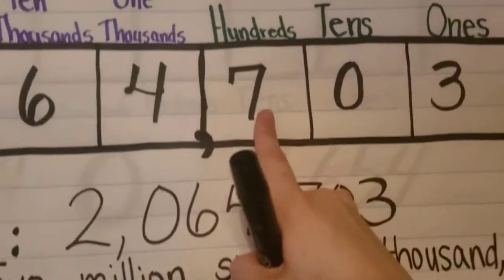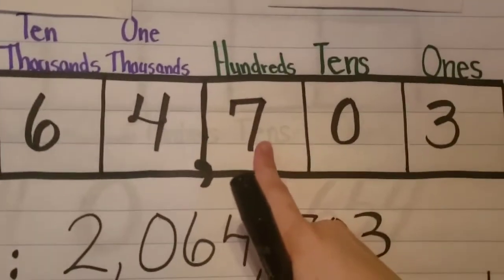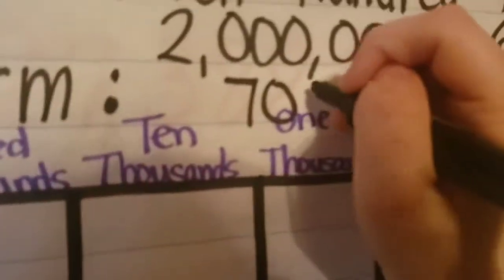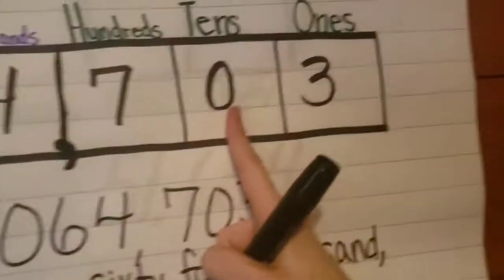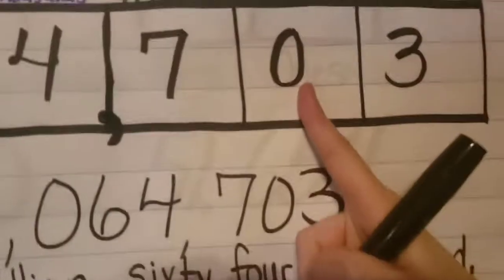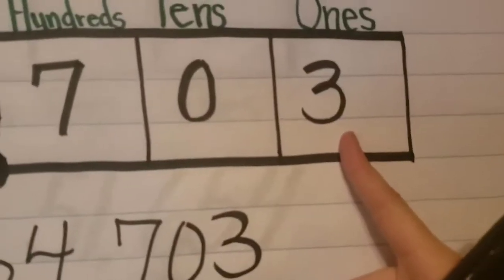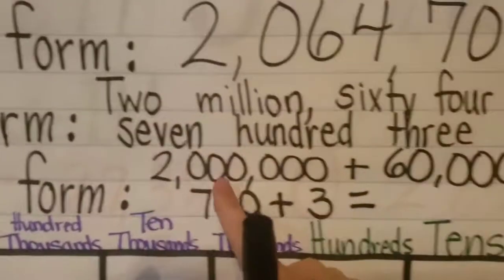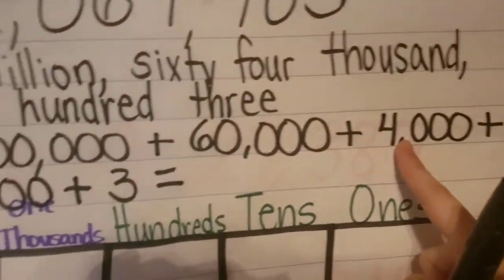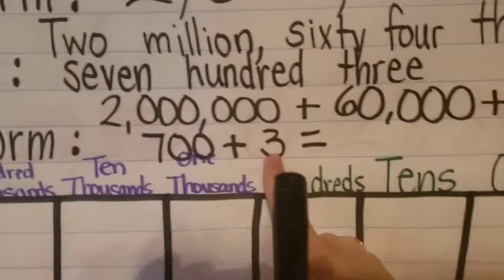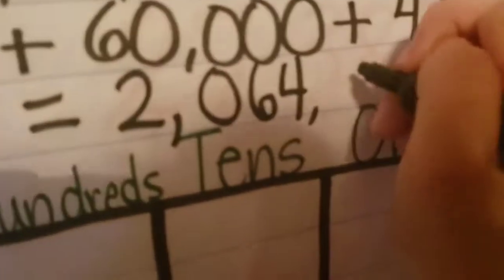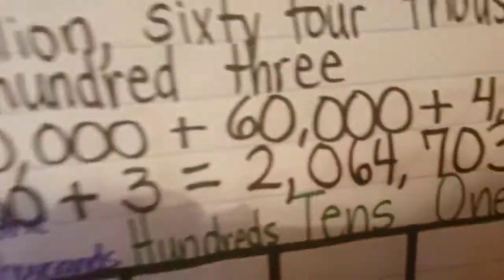Going to the hundreds place. A 7 in the hundreds place. 7 times 100 is 700. So I'm going to add 700. Again, I have 0 tens, so I'm not going to add plus 0 because there's no value there. And lastly, I have 3 ones, so I'm going to add 3 ones. So now I have 2 million plus 60,000 plus 4,000 plus 700 plus 3 equals that number that we started with, 2,064,703.